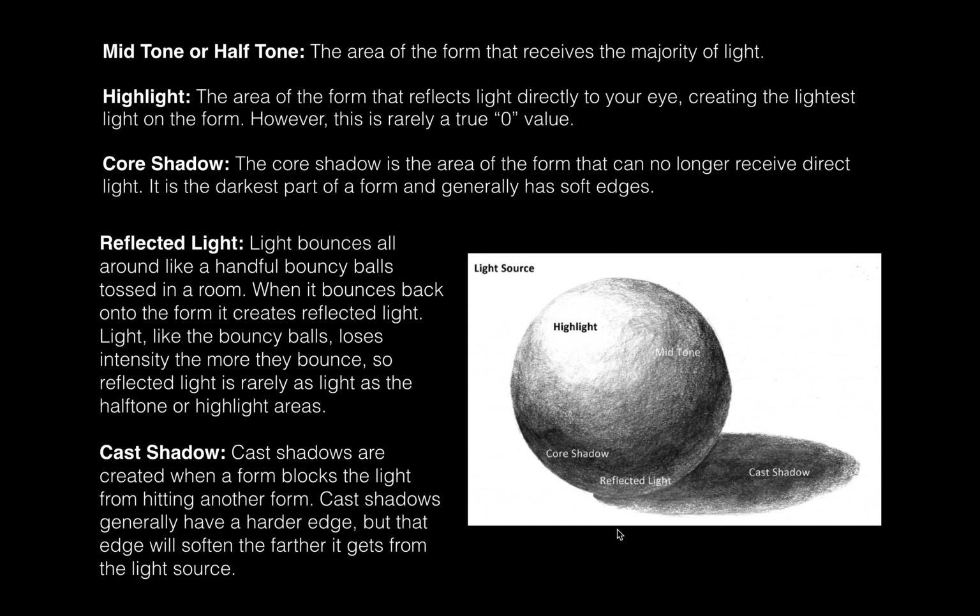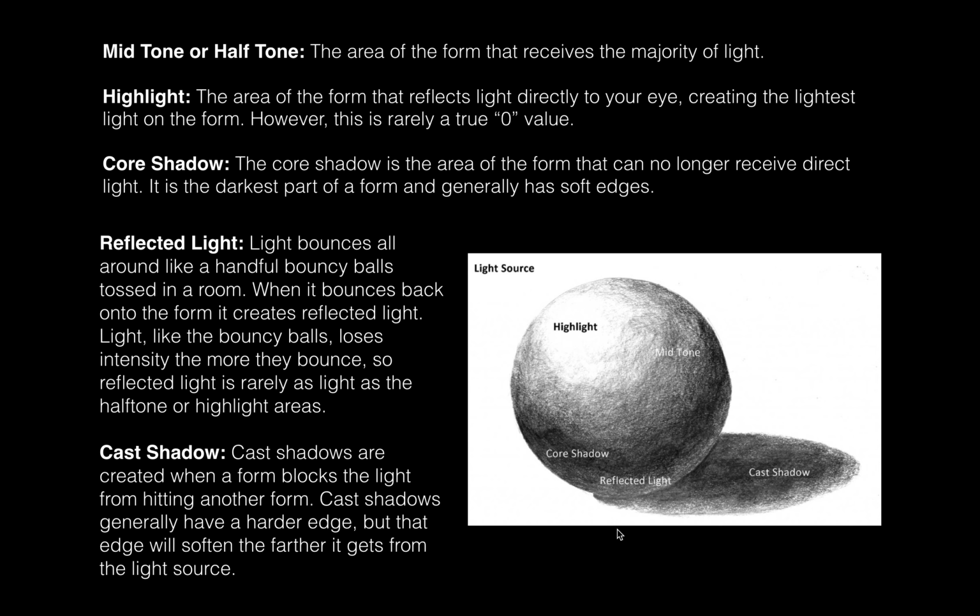We have the reflected light on the bottom of the sphere here, and that is where the light bounces all the way around. Think of light like a handful of bouncy balls being tossed in a room. When it bounces back onto the form, it creates reflected light. Light, like these bouncy balls, loses intensity the more they bounce, so the reflected light is rarely as light as the halftone or highlight areas. You can see that it's a little bit less of a highlight than that big area on the top there, that is the main highlight.